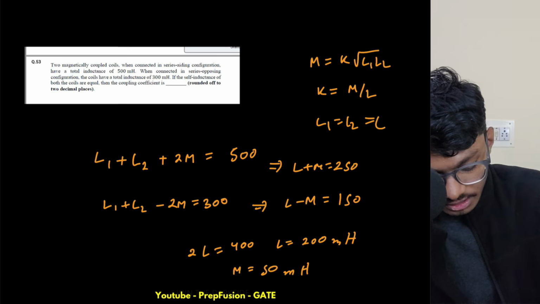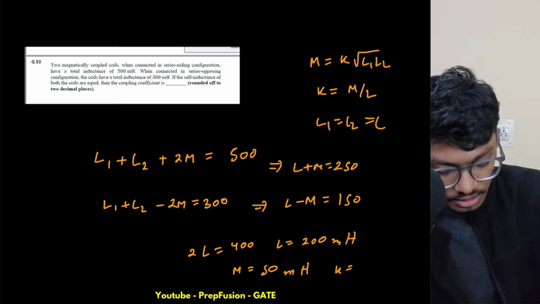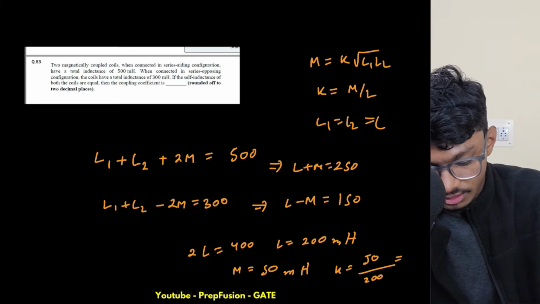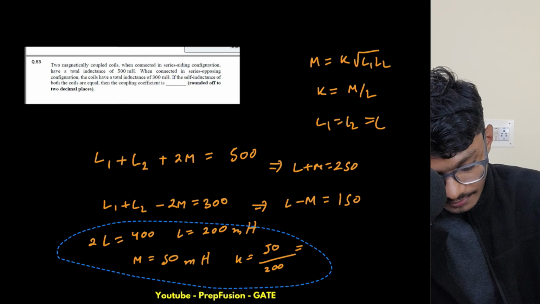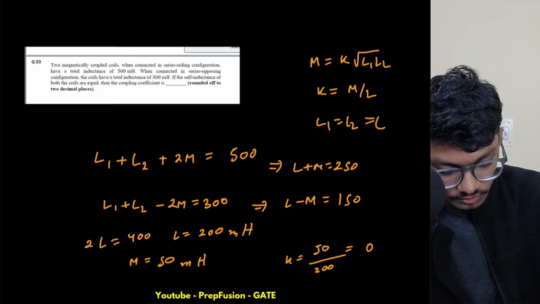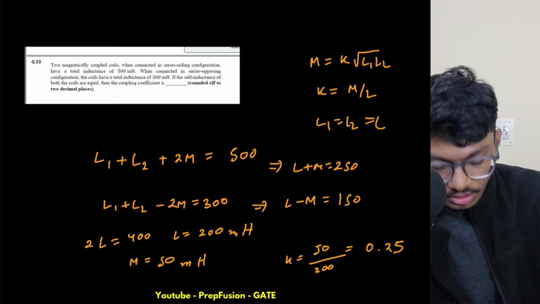So what will be K? K will be simply equal to M by L, which is 50 by 200, which is 0.25. Okay, so not much to discuss over here. So the answer to this question will be 0.25.